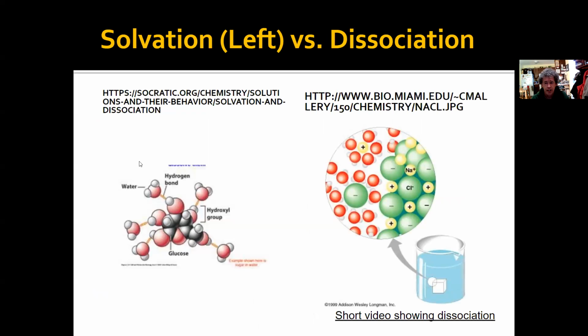And this is just a little picture showing, again, over here, if you have glucose and it's surrounded by water molecules, that would be solvation. Whereas if you have a block of NaCl and the water is actually attracting to it, in this case, the Cl- ion would be attracted by the hydrogen, the positive portion of the water. And the Na+ ion is going to be attracted to the negative part of the water, the negative oxygen.